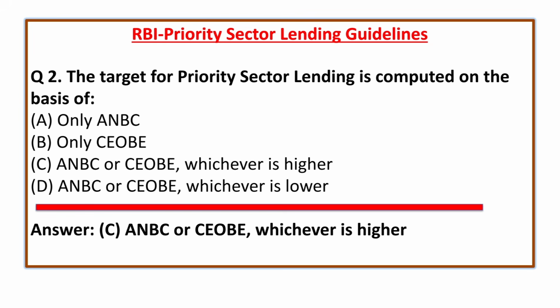Question 2. The target for priority sector lending is computed on the basis of: A. Only ANBC. B. Only CEOBE. C. ANBC or CEOBE, whichever is higher. D. ANBC or CEOBE, whichever is lower. Answer. C. ANBC or CEOBE, whichever is higher.